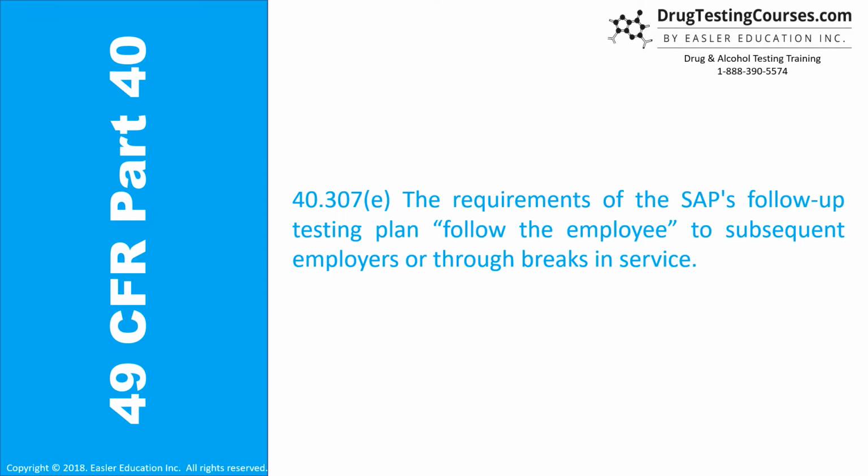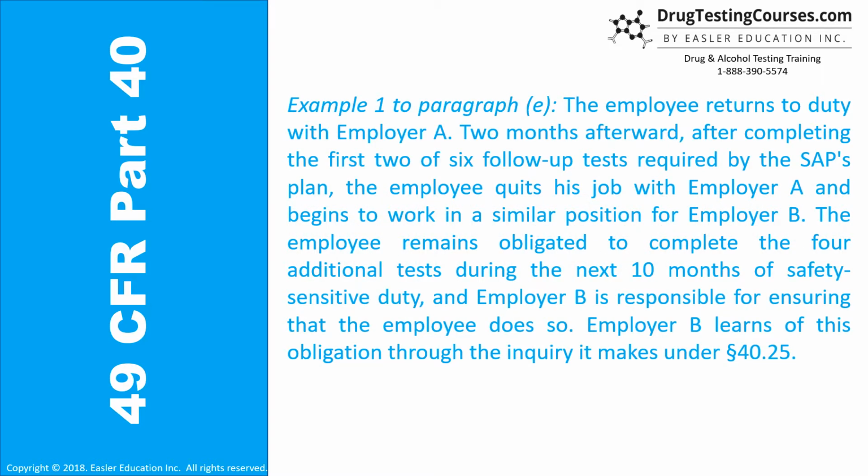40.307E. The requirements of the SAP's follow-up testing plan follow the employee to subsequent employers or through breaks in service. Example 1 to paragraph E. The employee returns to duty with employer A. 2 months afterwards, after completing the first 2 of 6 follow-up tests required by the SAP's plan, the employee quits his job with employer A and begins to work in a similar position with employer B. The employee remains obligated to complete the 4 additional tests during the next 10 months of safety-sensitive duty, and employer B is responsible for ensuring that the employee does so. Employer B learns of this obligation through the inquiry it makes under Section 40.25.